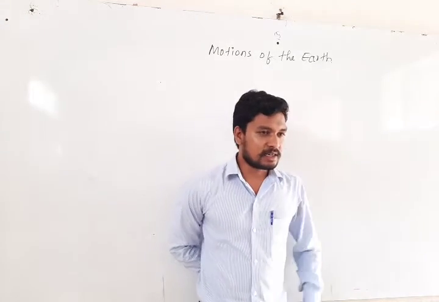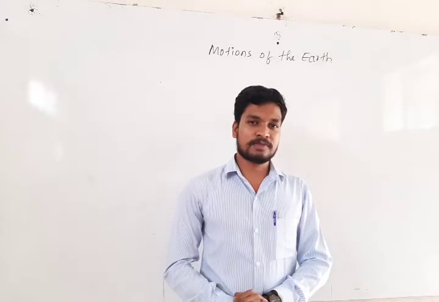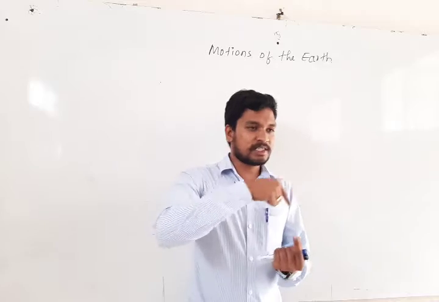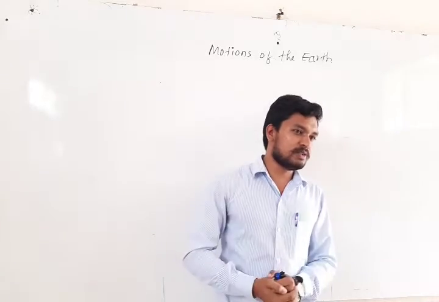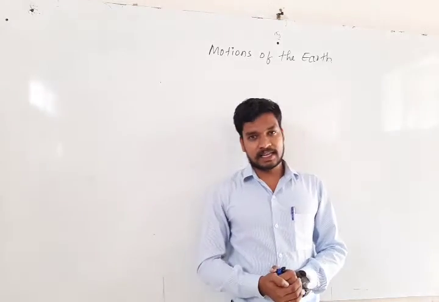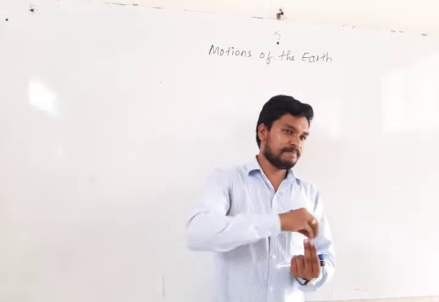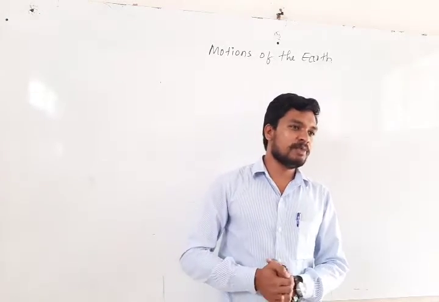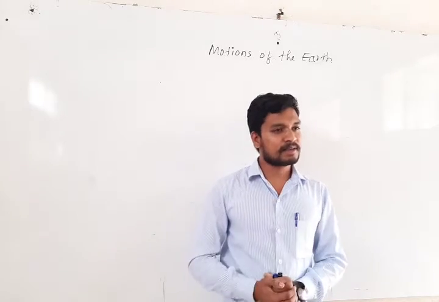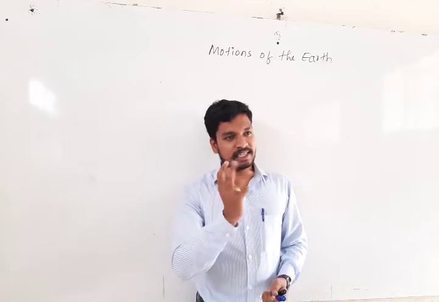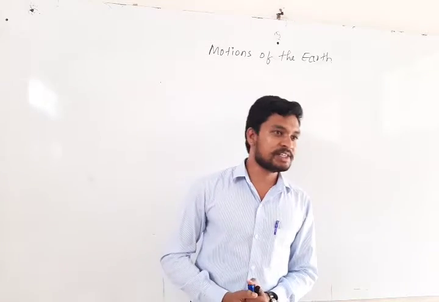And the earth does 2 movements. What are those? Yes, one is rotation. It rotates, it revolves around itself. That is one movement. Then another movement is the movement around the sun. What do you call that movement around the sun? Yes, it's a revolution. So when the earth turns around itself, it's called rotation.